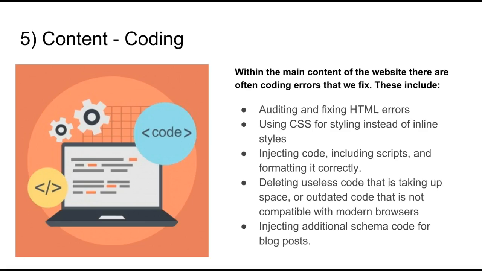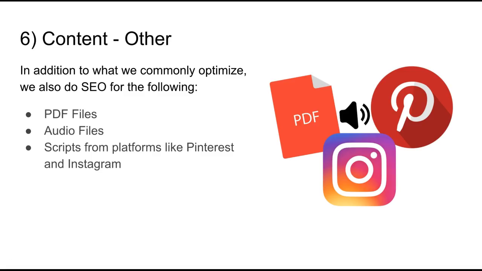For coding, this is pretty detailed, but sometimes it's basically fixing errors in the code and optimizing the code, right? Auditing and fixing HTML errors, using CSS for styling, injecting code, including scripts and formatting it correctly, deleting useless code that is taking up space, outdated code that is not compatible with modern browsers, things like that, injecting additional schema code for blog posts, and on and on. And then there are other things that we will optimize from time to time, which is PDF files, audio files, scripts from platforms like Pinterest and Instagram.